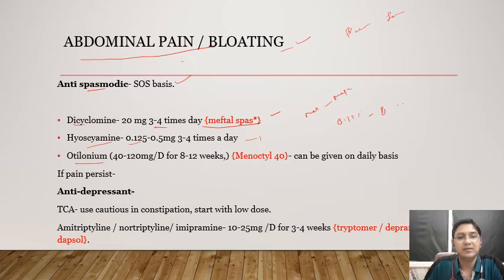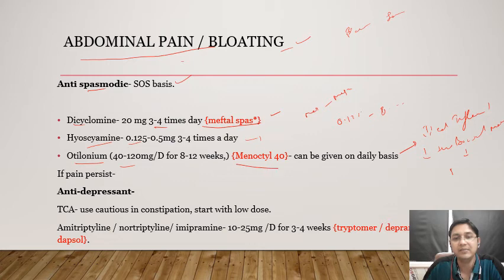Otilonium is quite a good drug as an antispasmodic, because it does two things. It reduces inflammation. If there is any inflammation in the bowel, it will reduce it. It will also decrease the bowel movement, and when it decreases the movement, it will decrease the frequency also. So otilonium is a good drug, available in the Indian market as Menoctil 40. You can give Menoctil 40 BD for 4 weeks initially, and then see the response, and then change to other therapy.